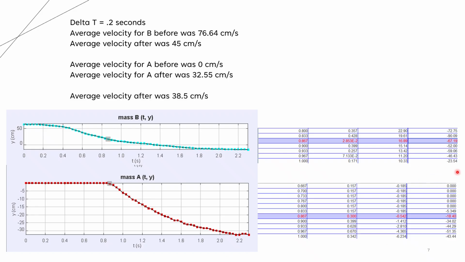And we can see here in the data tables, it's currently averaging around 76 centimeters per second. And then after the fact, it's now averaging around 45 centimeters per second, which is a huge drastic drop. And then over here, we can see that obviously 0 before, and then it's averaging around 32.55 centimeters per second. But when we combine them together, the averages of A and B, we get 38.5 because it's one system.